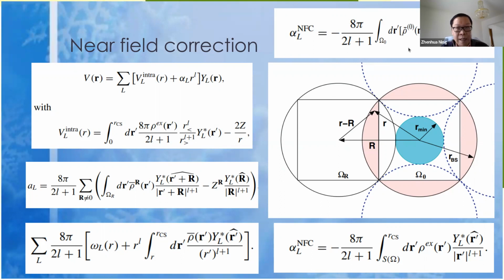Another thing is that inside the VP, the truncated charge density is equal to the extended charge density. So we can get the near field correction that should be integrated from the surface of the VP to the bounding sphere. So this is the correct one.